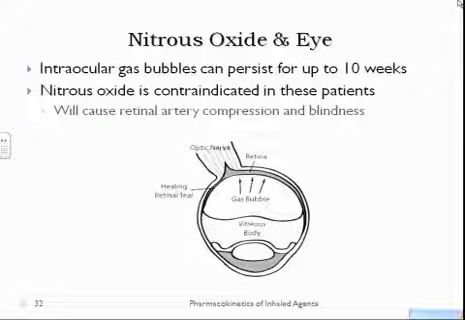What it does is the nitrous oxide will now refill this gas bubble. The gas bubble is actually pretty small, not as big as this, but when you add the nitrous oxide, it gets as big as that. And then you'll have somebody wake up and they'll be blind. Pretty devastating complication. So you got to make sure, especially here in South Florida, where you have older people with retinal problems, you got to ask them if they had any retinal surgeries before.